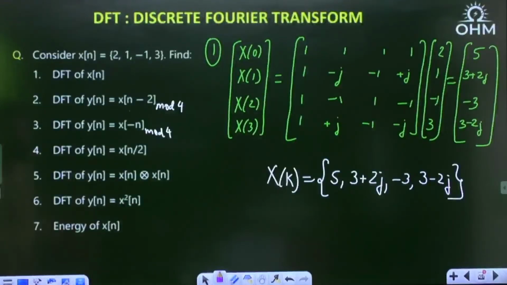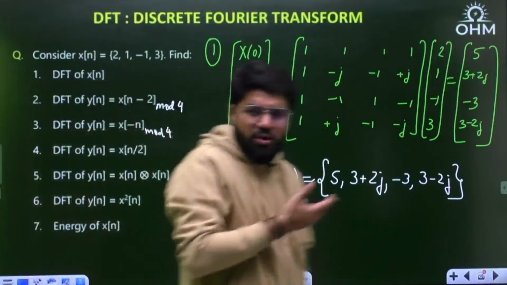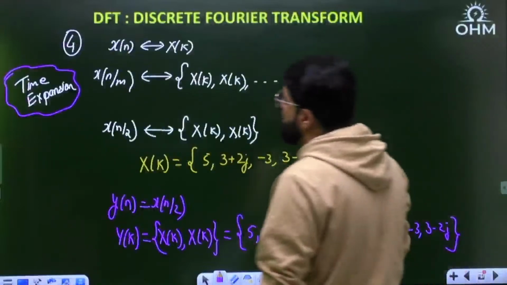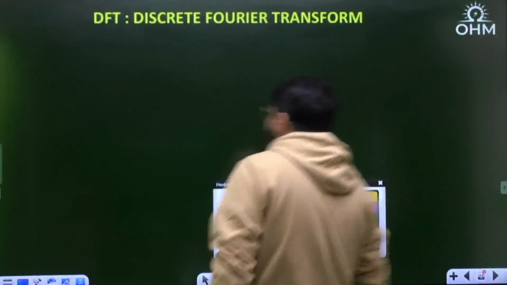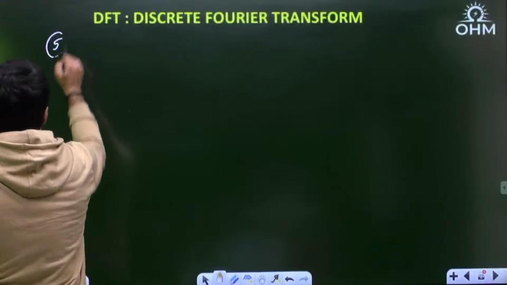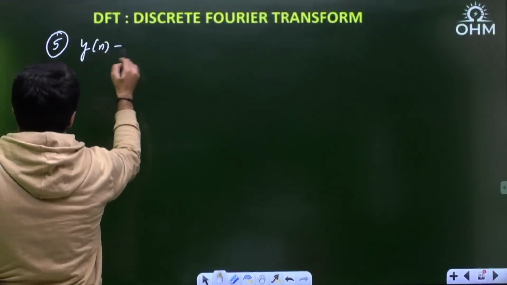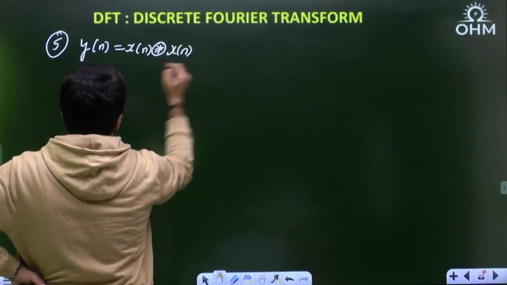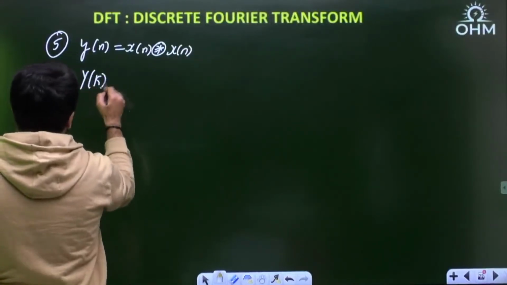Fifth: y[n], find the DFT of y[n], x[n] circular convolution x[n]. So circular convolution, just like we took other questions on circular convolution. The fifth one is on the circular convolution result only. So what is that fifth one? y[n] is x[n] circular convolution x[n]. So what should be Yk? What should be the DFT?